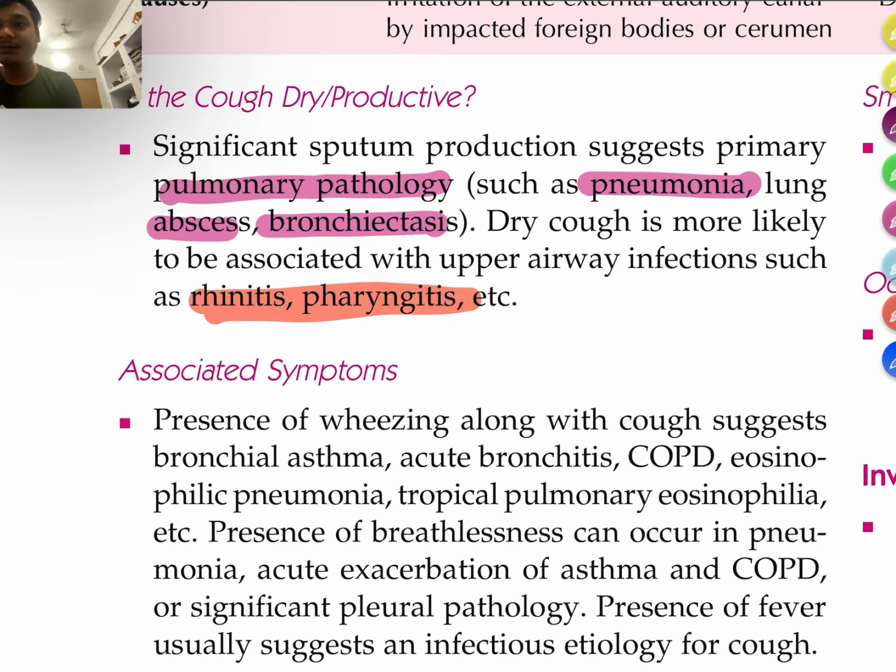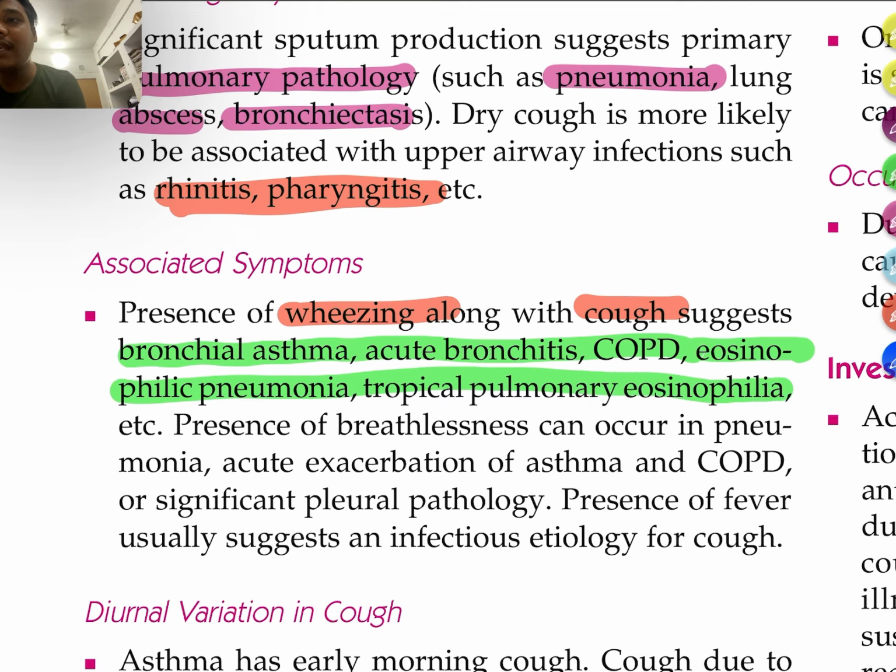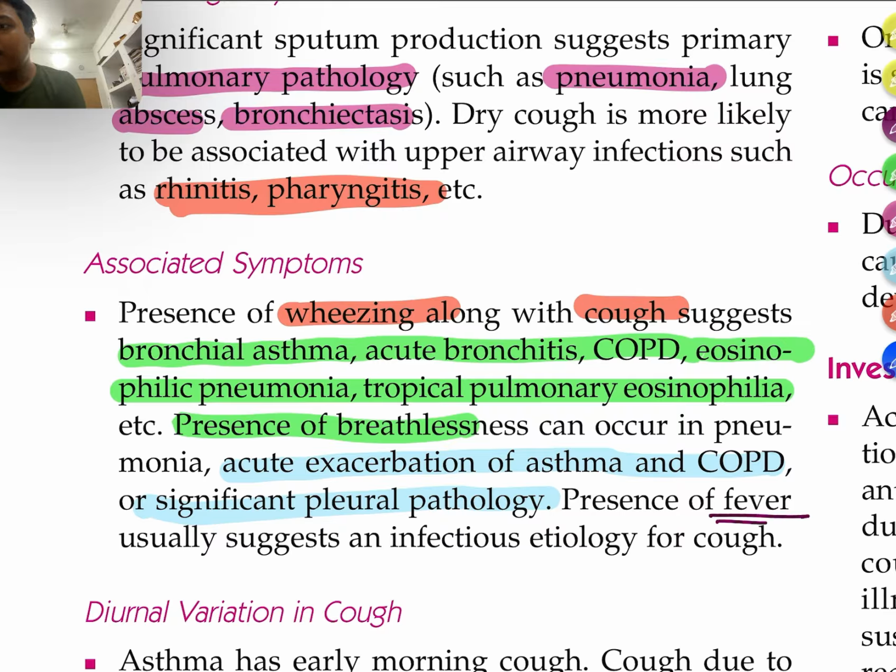Next, what are the associated symptoms presented? Presence of wheezing along with cough suggests the patient may have bronchial asthma, acute bronchitis, COPD, eosinophilic pneumonia, or tropical pulmonary eosinophilia. Presence of breathlessness can also occur in pneumonia, and also in acute exacerbation of asthma and COPD or significant pleural pathology. If the patient also has fever, then it must point to an infectious case.